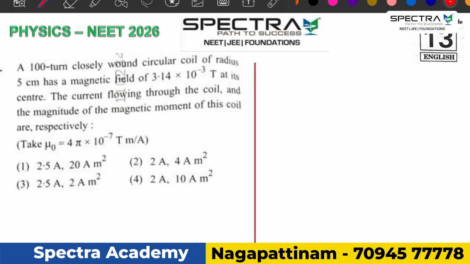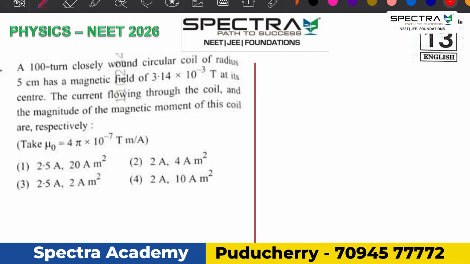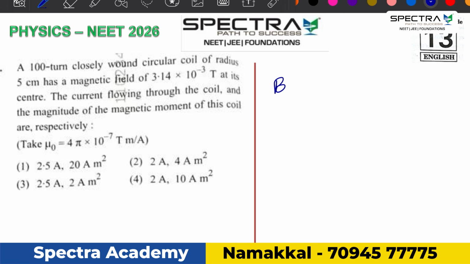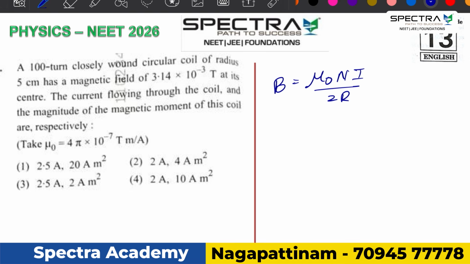Now question number 5. A 100 turns closely wound circular coil of radius 5 centimeter has a magnetic field of 3.14 into 10 power minus 3 Tesla at its center. The current flowing through the coil and the magnitude of the magnetic moment of this coil are respectively. So we can use the equation directly. The equation is B equals mu naught N I divided by 2 r, the magnetic field at the center of a current carrying circular coil. The magnetic field value is 3.14, I am writing as pi.